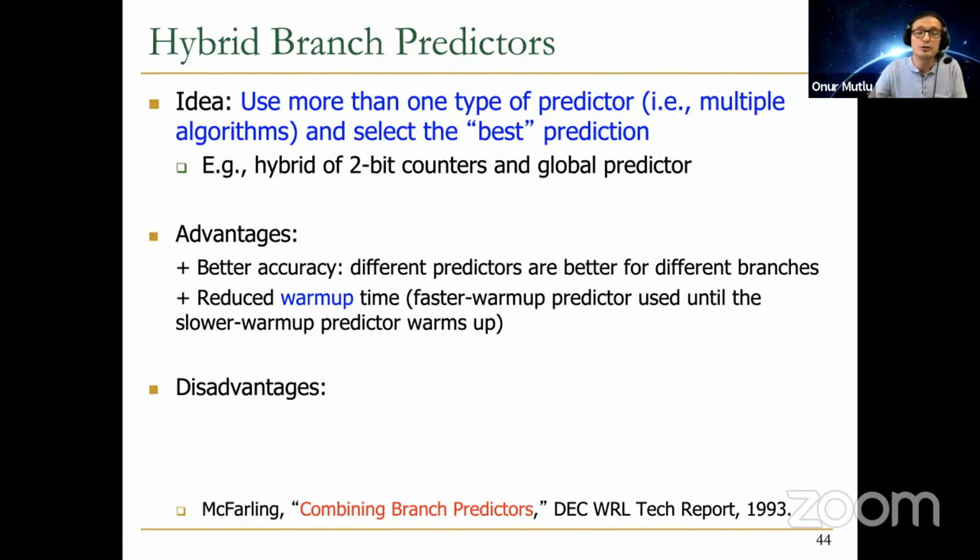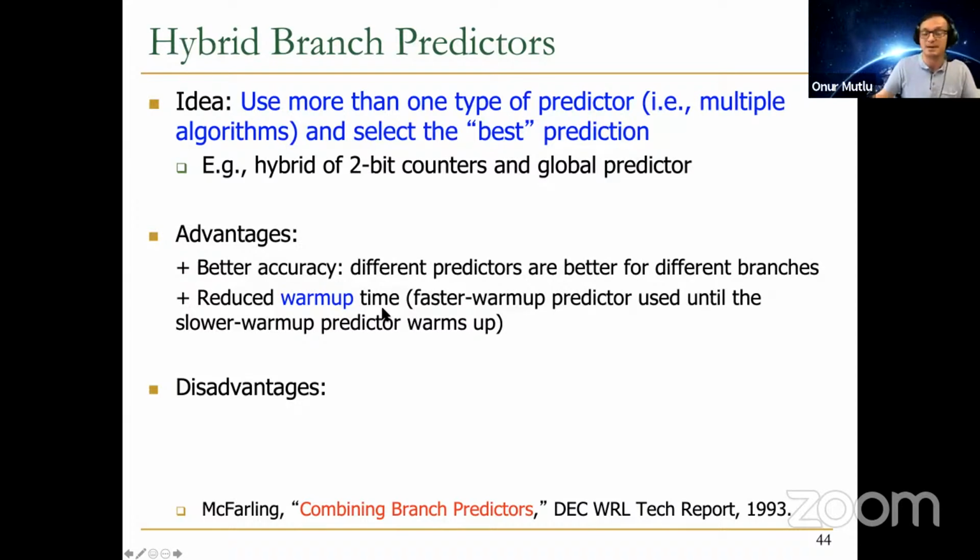But there's another benefit you get actually, and it's the reduced warm-up time. What does this mean? Basically, if you have long histories, it takes a long time to learn or memorize what happens in those histories. So you need to see many histories to warm up the branch predictor. But until a more sophisticated, longer history branch predictor warms up, you can use slower warm-up predictors.